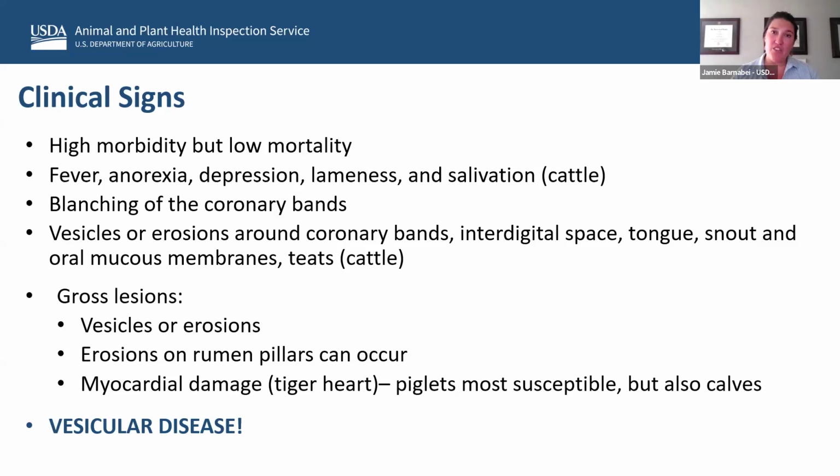So myocardial damage and necrosis of that muscle, right? Necrosing heart muscle means it's not able to beat, kind of overwhelms these guys and they die. And that's what we call a tiger heart or tiger striping. And I'll have some photos of that. But at its heart, guys, it is a vesicular disease. So vesicles are your primary clinical sign.